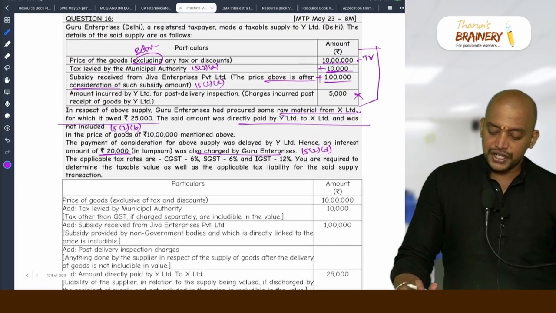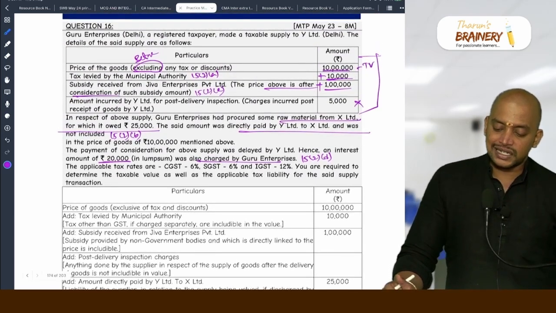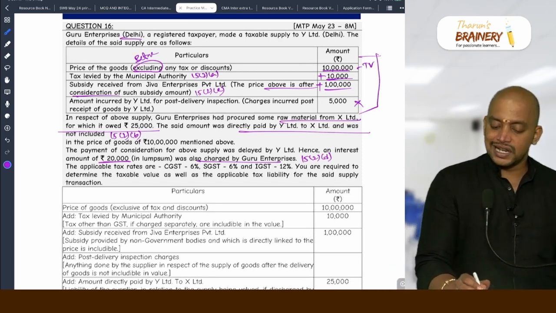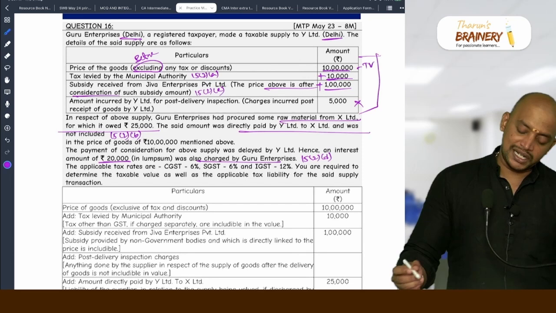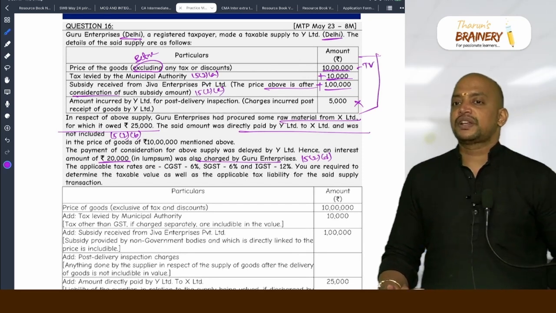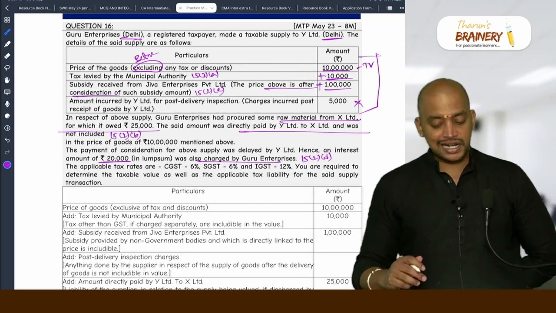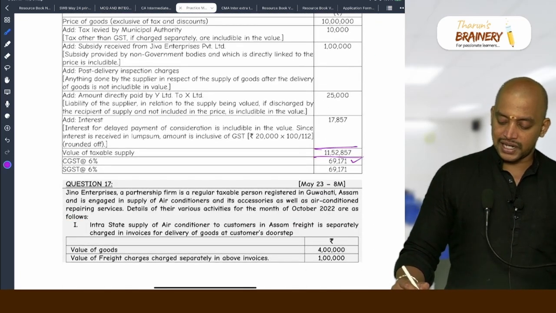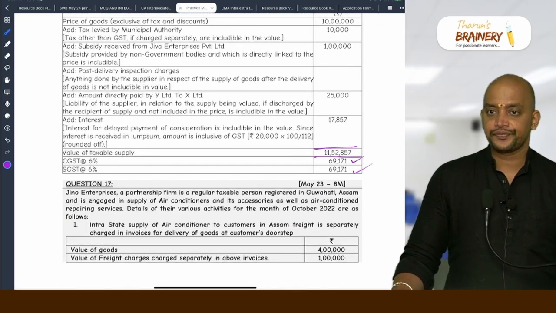On that, we need to compute GST. Is it intra or interstate supply? Where is it given? Guru Enterprises Delhi made supply to Y Limited Delhi. So the place of supply will be the ending point. Therefore, intrastate. CGST 6%, SGST 6%. So that is this. Clear?